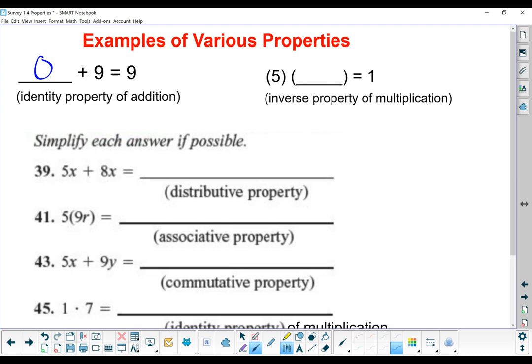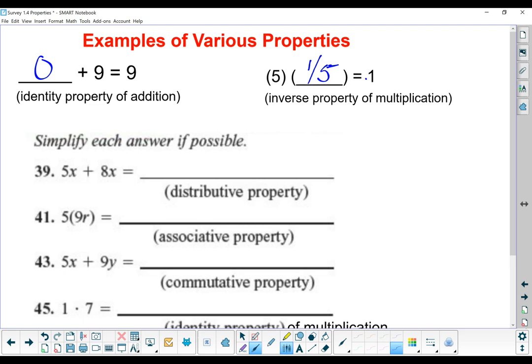Inverse property of multiplication. I want to multiply by something, 5 by something, and come up with 1. Well, since it's an inverse, I'm going to multiply by 1/5, which is essentially going to take 5 and divide it by 5 to get 1, isn't it? Multiplying by 1/5 is like dividing by 5, multiplying by the reciprocal. We had that in an earlier section. All right. Simplify each one.